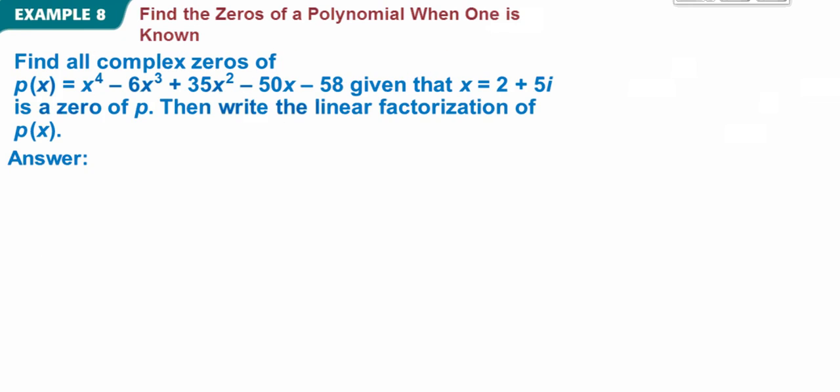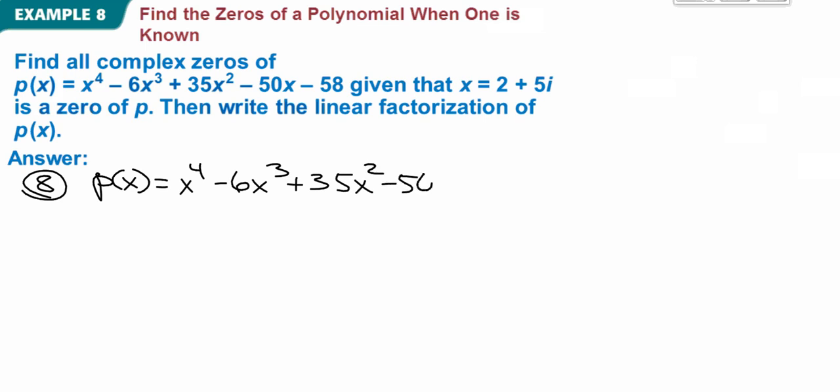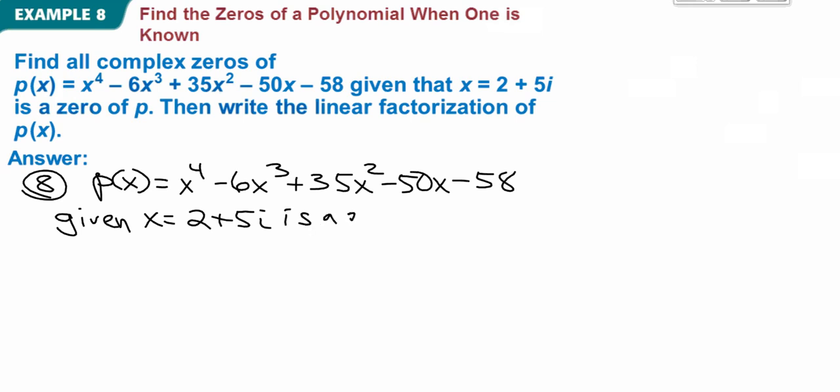So for number 8, P of x is x to the 4th minus 6x to the 3rd plus 35x squared minus 50x minus 58. Ooh, not 85. So we have that, and we have to write the linear factorization given that x equals 2 plus 5i is a zero.